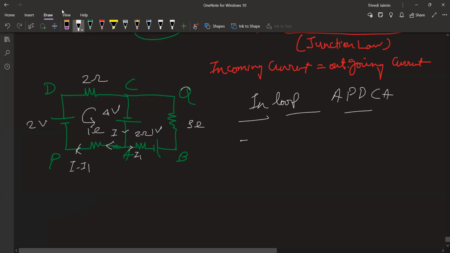So minus 1 into I minus I1. First one, voltage done. Next, we are moving in anti-clockwise direction. That means whenever we are moving anti-clockwise, we are touching this one first, right? This we are touching first. That means it is plus 2.